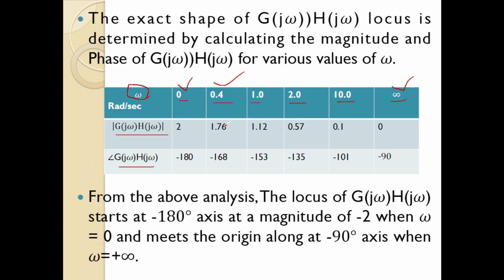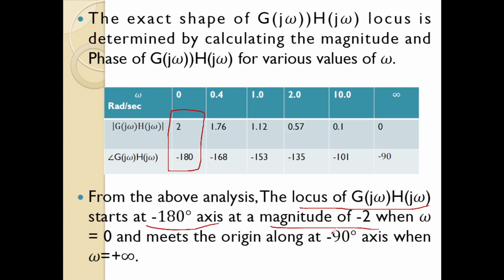It will start at minus 180 degree axis at a magnitude of minus 2. Okay, when omega is 0, it will meet the origin along 90 degree axis. This is it. When omega is infinity, it will meet the origin at minus 90 degree axis.